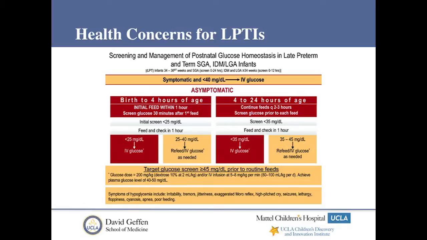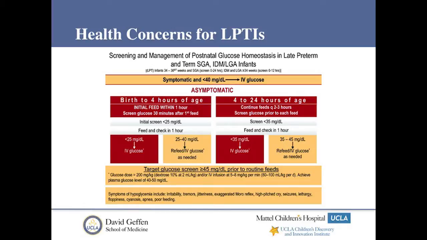Now, when you go to 4 to 24 hours of life, you should be feeding frequently, and if it's less than 35, this is when you follow up as well. Now here, the target glucose should be greater than 45 prior to routine feeds. If you think about the patient that I presented to you earlier, that patient kind of hovered around 40, but never quite got to 45. And what was most concerning is that even from a postprandial AccuCheck, it was only 40.